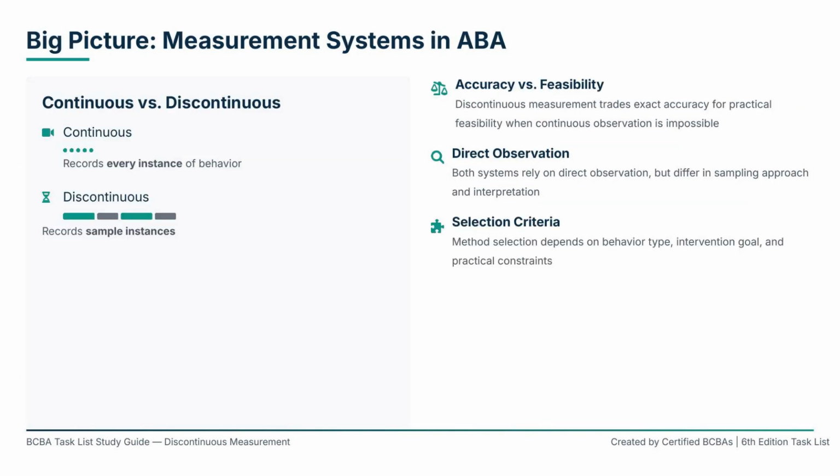In ABA, measurement systems fall into two broad categories: continuous and discontinuous. Continuous measurement records every instance of behavior. Discontinuous measurement records samples of behavior rather than every occurrence. Both rely on direct observation, but they differ in how data are collected and interpreted. The key trade-off here is accuracy versus feasibility, and the exam expects you to recognize when continuous measurement is not realistic.